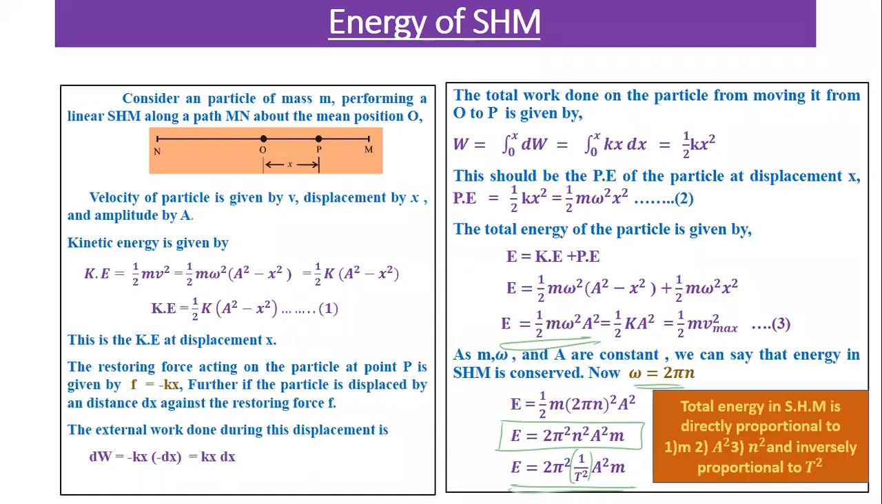So here we can write important conclusions. The first conclusion is total energy is directly proportional to m. You can see here E and M, they are proportional. Second, total energy is proportional to amplitude square. Here also you can see in this formula. It is directly proportional to n square, frequency square. It is proportional to omega square, means it is proportional to the frequency square, that you know. So these relations we get.